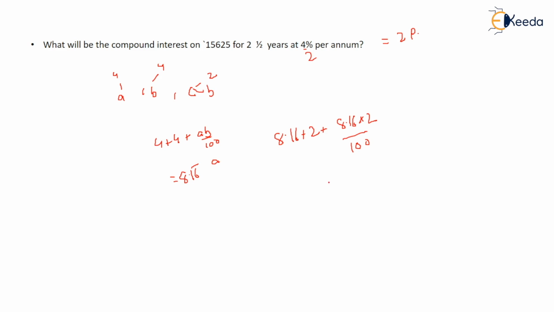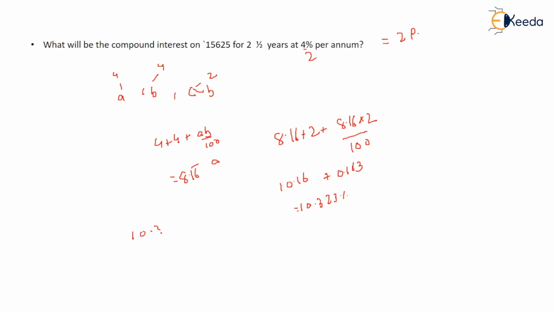it comes out to be 0.163, plus this comes out to be 10.16. After adding this, the entire value comes out to be 10.323. This is your percentage. So after multiplying it by the principal, what do you get? You will get the compound interest.